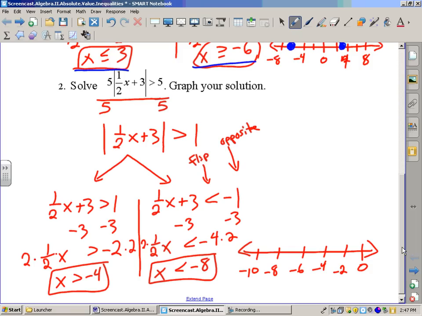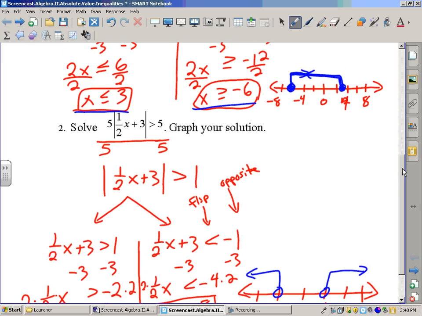Now I'm going to change colors so that we can see where the dots are going to be. Over here, I have an open dot at negative 4, and x is greater than negative 4, so I shade to the right. And over here, I have an open dot at negative 8, and it's less than, so I shade to the left. So this is an OR conjunction. The one we did before, if you look up to the top here, was an AND conjunction.